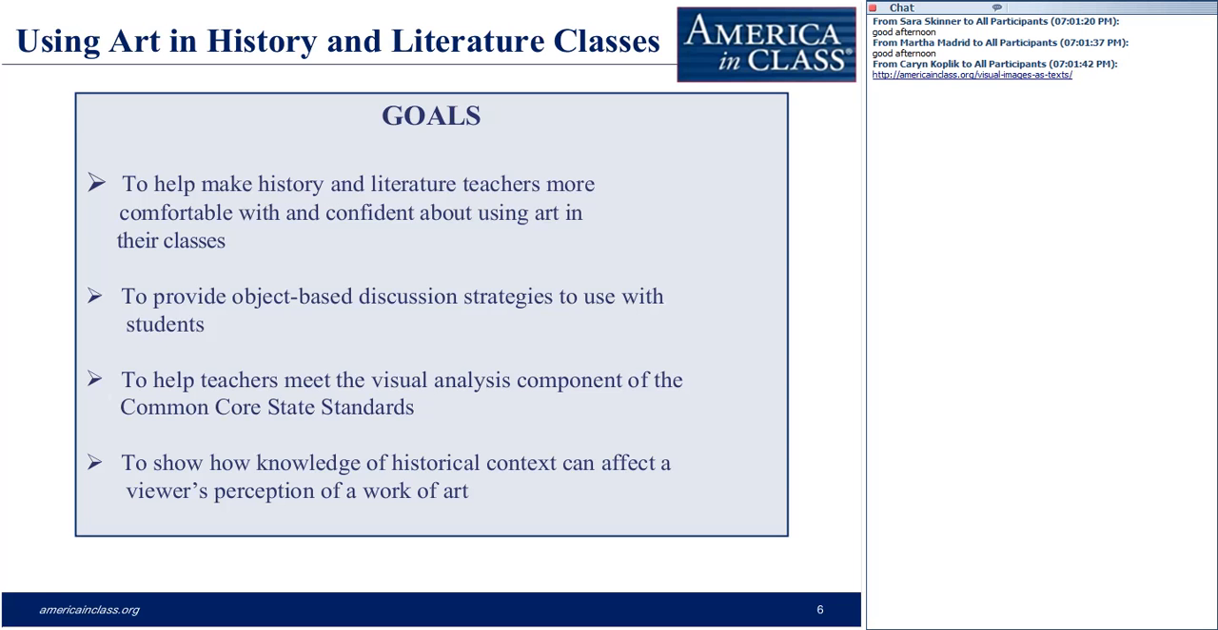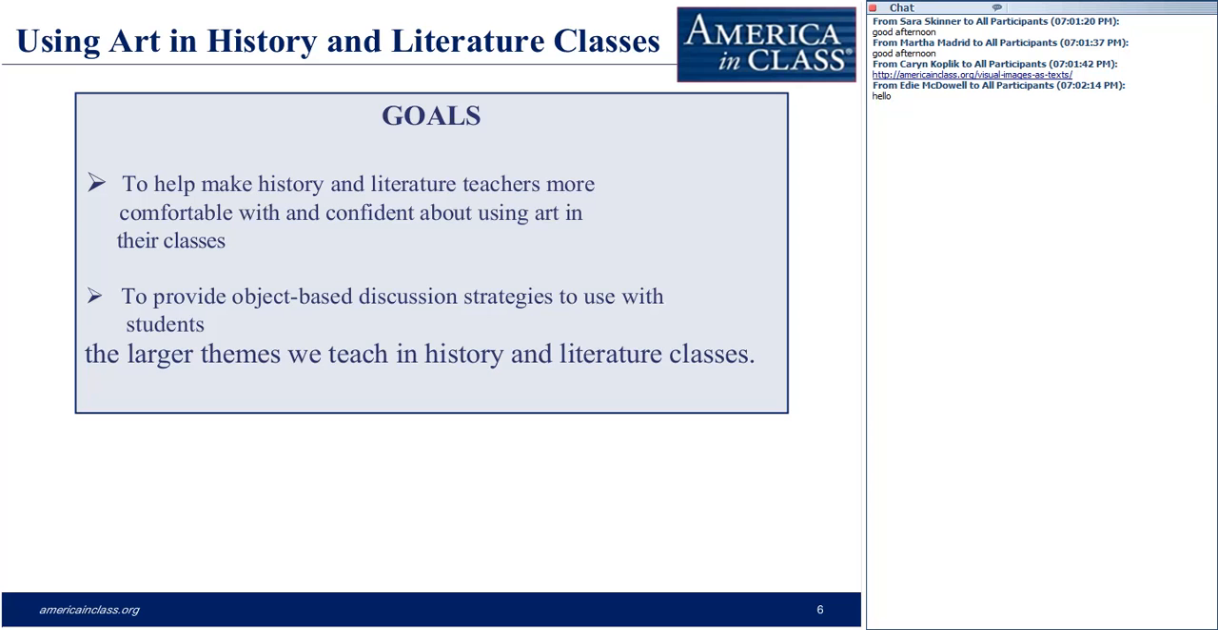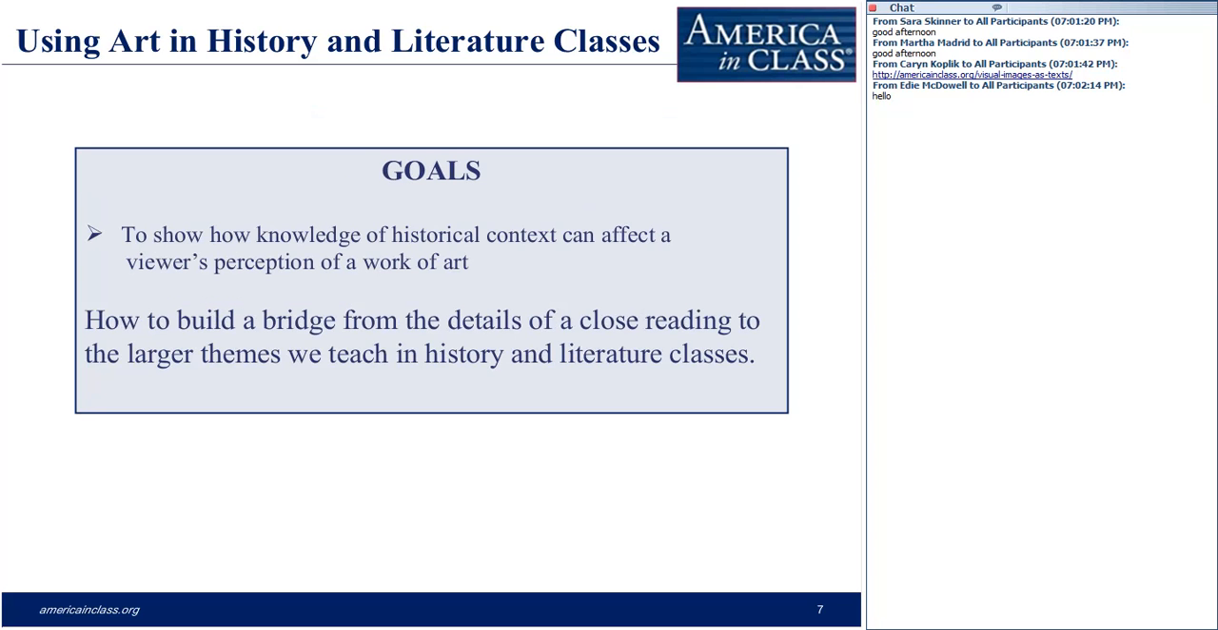Now, after session 1, I think we are well on our way to achieve those 3 goals. Tonight, we are going to focus on the 4th goal, to show how knowledge of historical context can affect a viewer's perception of a work of art. Another way to say that is how to build a bridge from the details of a close reading, and we worked on those details last time, of course, to the larger themes we teach in history and literature classes.